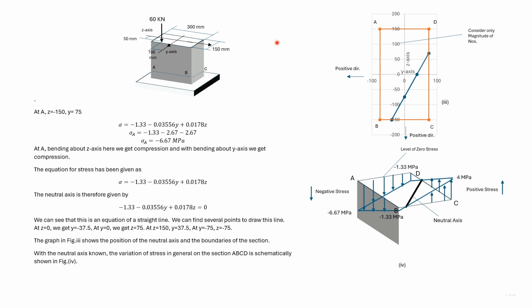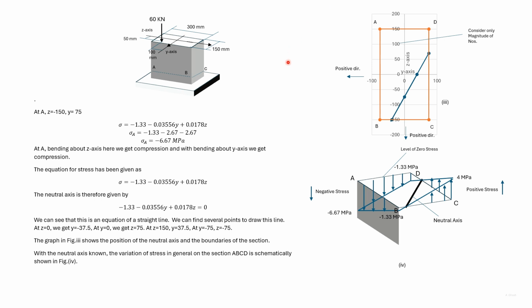Now we have found out the stresses at D, C, and B. At A, Z is equal to minus 150 and Y is equal to 75. We input these values in the expression for sigma and thus obtain sigma A. We now have the stresses at the four corners of this cross section.